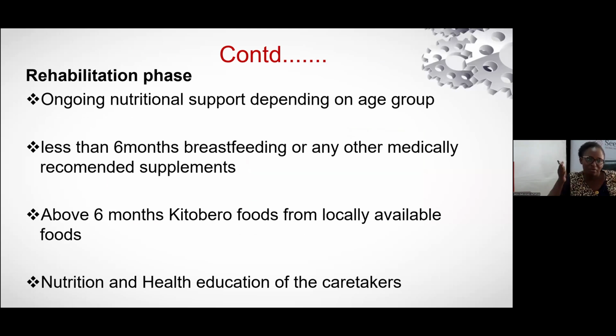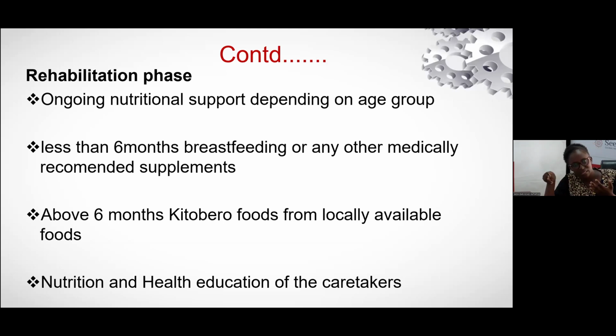Basically, when we talk about rehabilitation, that means we are no longer on F75, now rehabilitation phase. Our children are out of danger, the immune system is now back, medical complications have resolved. Now these children should be transitioning to the normal foods. But our transition should be gradual. You don't want to overwhelm the system.